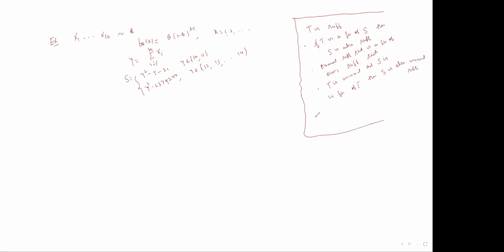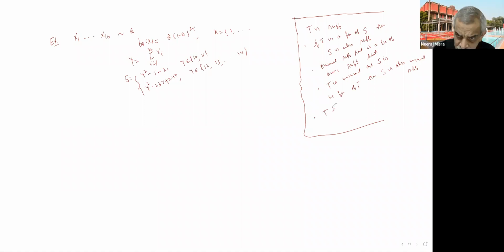Third is about completeness. If T is complete, then any function of T is complete. It is not like sufficiency. In sufficiency, if you want to show that S is sufficient, then some sufficient statistic should be a function of S. But in completeness, any function of a complete statistic is complete. So these are the things you just need to remember.